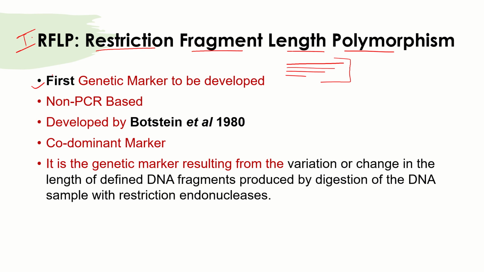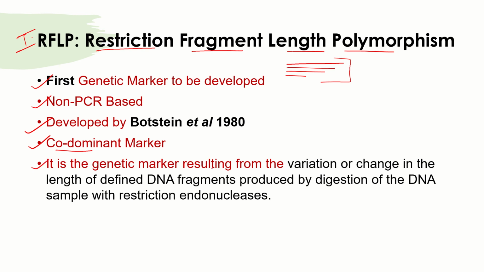This was the first genetic marker to be developed. It is non-PCR based, so here we are not going to amplify those fragments. It was developed by Botstein in 1980. It is a co-dominant marker. Whenever you have to prepare genetic maps on the basis of RFLP, then you come to understand what co-dominant means. That is something content related to your masters. You can study it later on, but for now just keep in mind that this is a co-dominant marker.